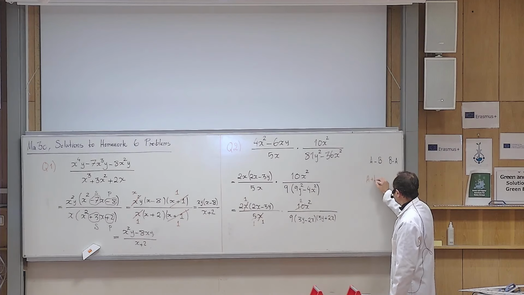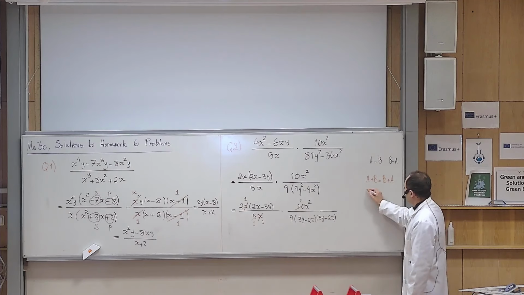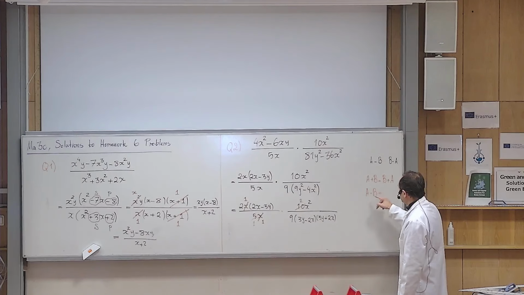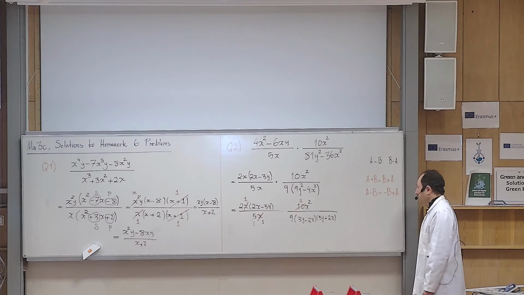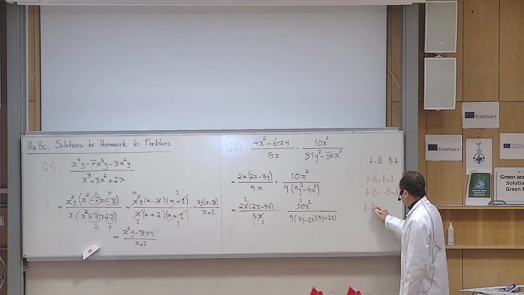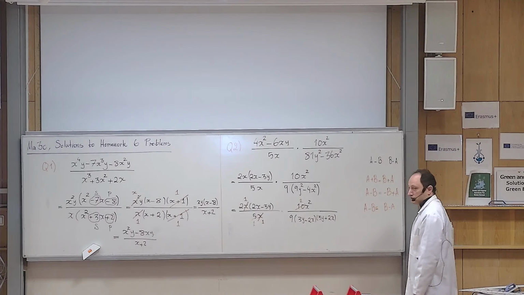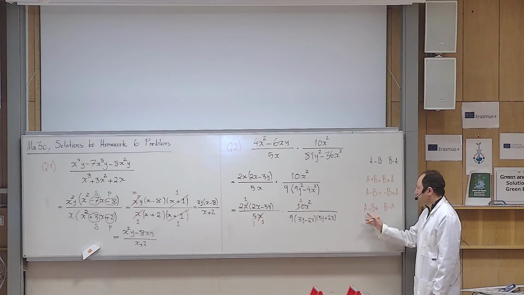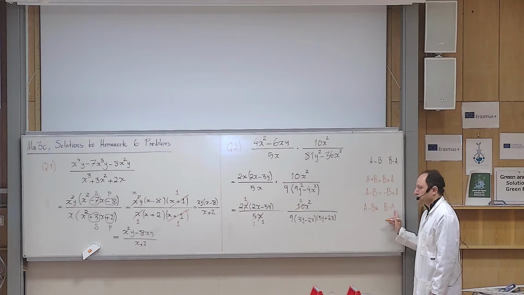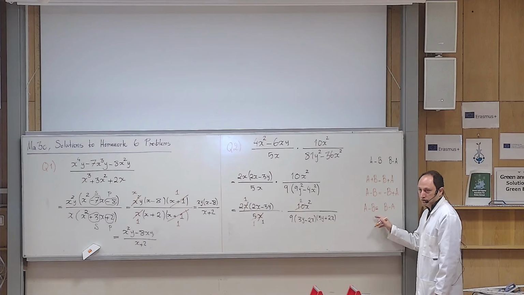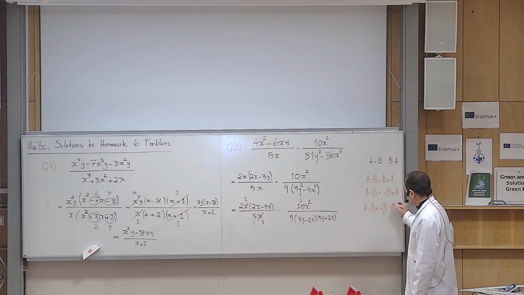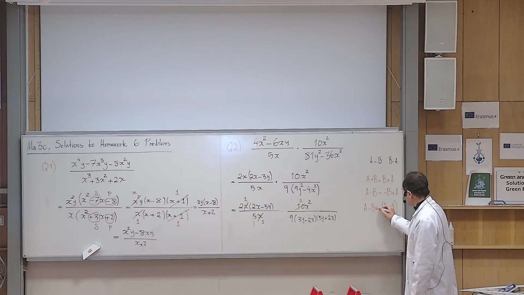If I have A plus B, do you agree this is B plus A? Yes. If I write A minus B, this is equal to minus B plus A. Yes. But if I write A minus B and B minus A, they are not the same. Yes, do you see that? They are different. For example, if A is 5, B is 1, 5 minus 1 is 4, 1 minus 5 is minus 4. How are they related? They are opposite. Yes? So this trick, remember.